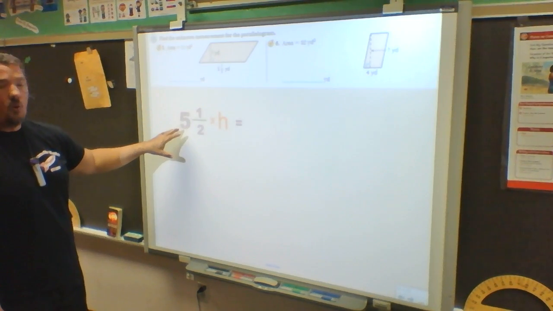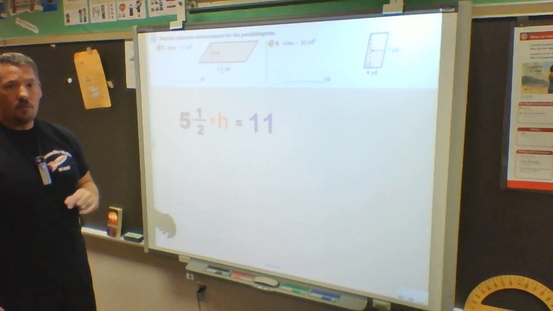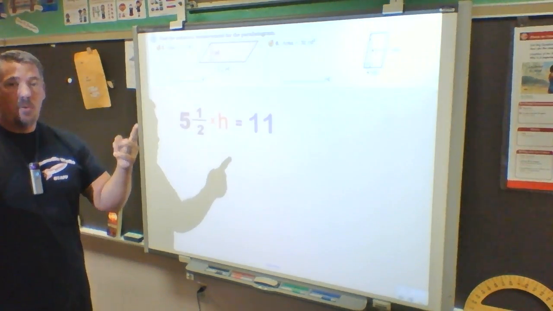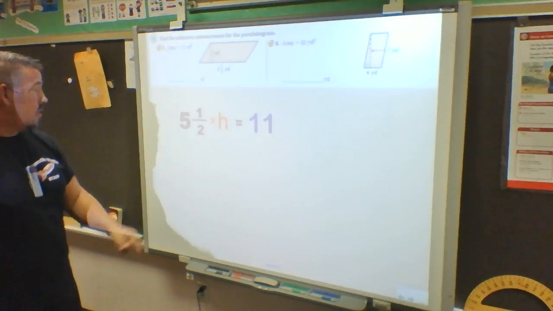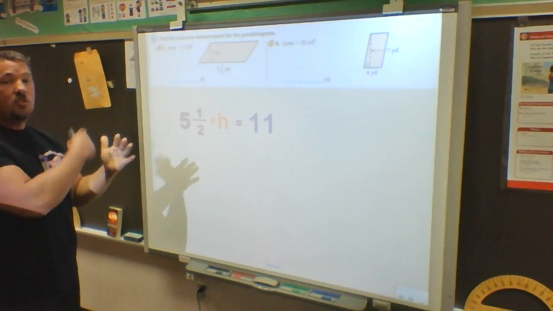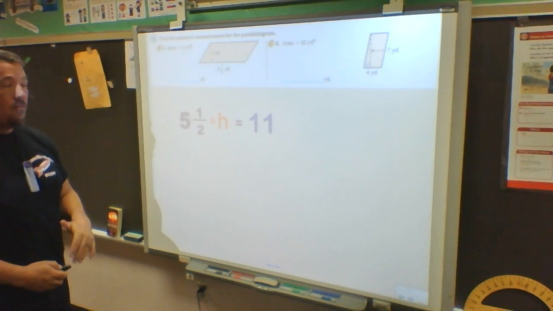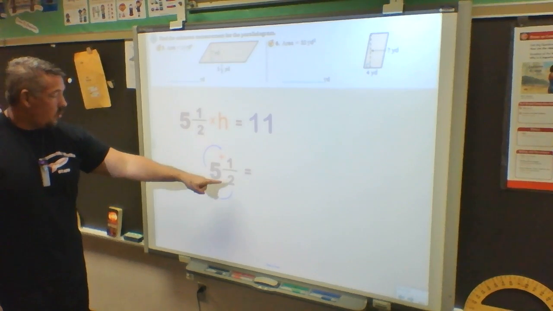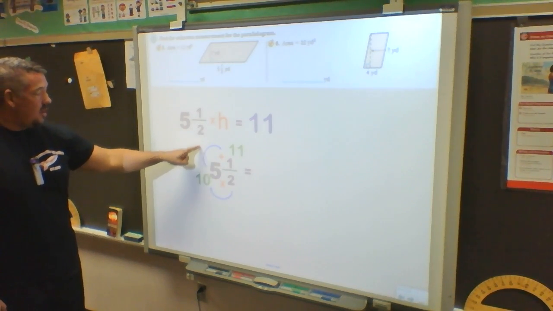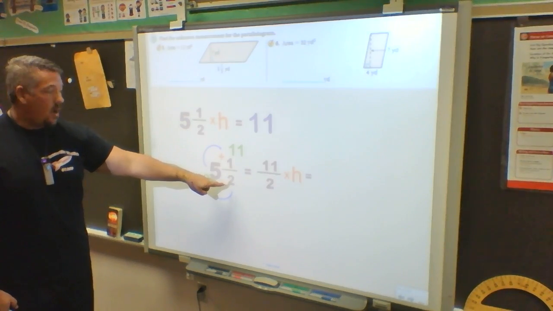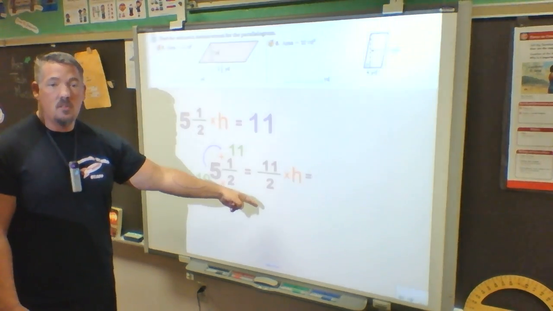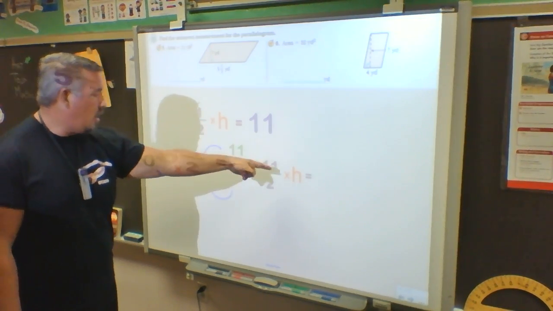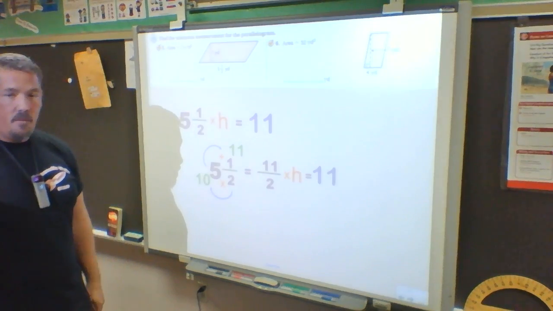My base is 5 1/2. My area is 11. Now when I look at that, you should be jumping into your head thinking, well, I can't multiply and divide mixed numbers. So I have to switch that, don't I? I have to change it into an improper fraction. And once again, that tells me that I start at the bottom and I multiply and add. So when I multiply, I get 2 times 5, which is 10. I add 1, which is 11. And then I keep my denominator. So that becomes 11 over 2, or 11 halves. So 11 halves times h is equal to my 11.